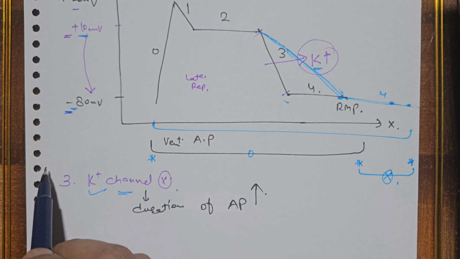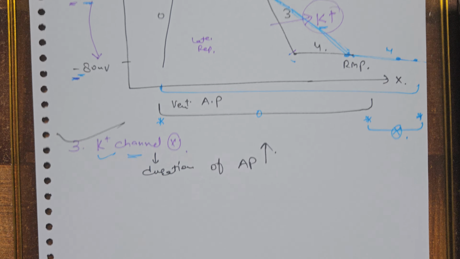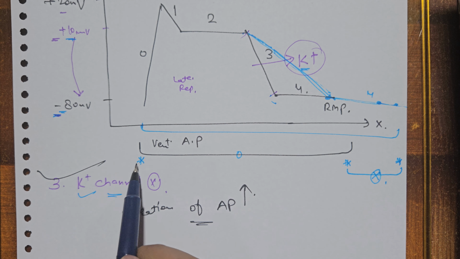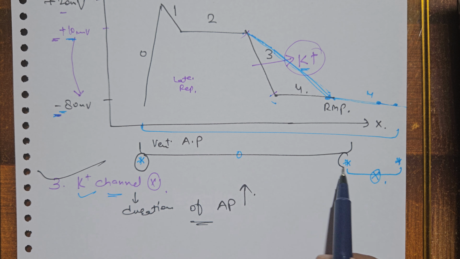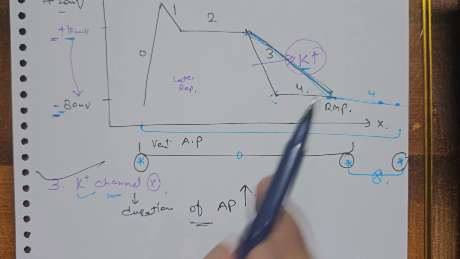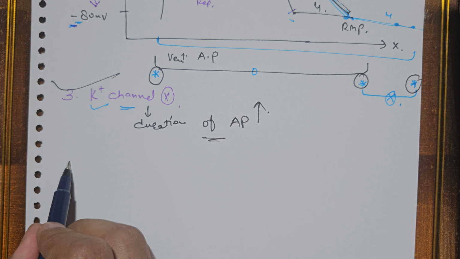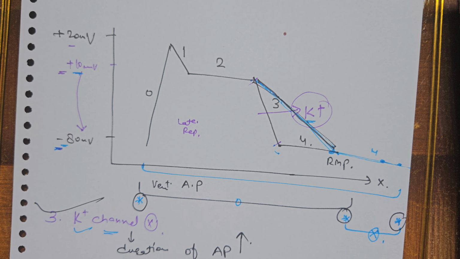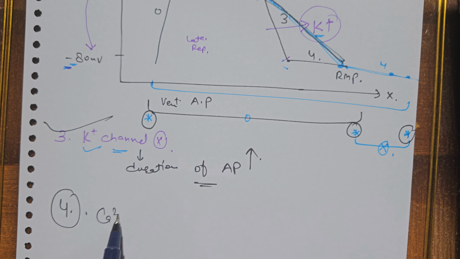Is that clear? This was the third drug. So what is the effect of the third drug? Potassium channel blockers. They will increase the duration of action potentials. Initially the action potential started here, it ended here. Now it ends here because potassium is blocked, it is not leaving the cell. Is that clear? Now we have the fourth and last drug that we will study. These drugs are calcium channel blockers.